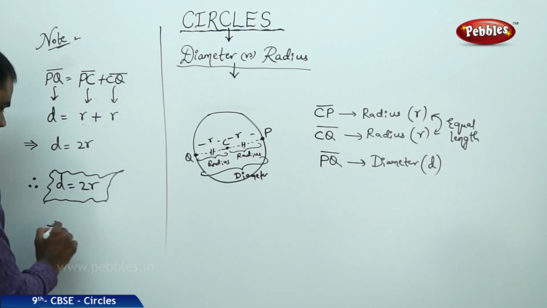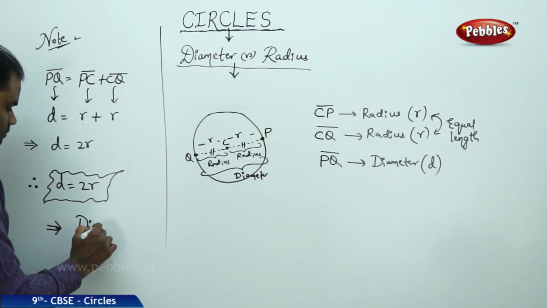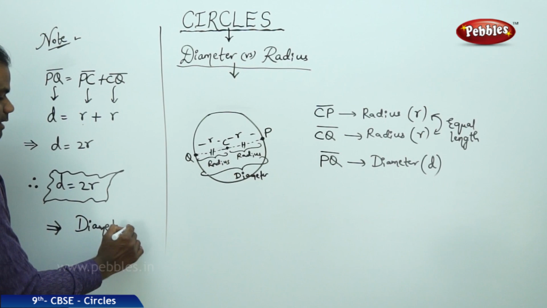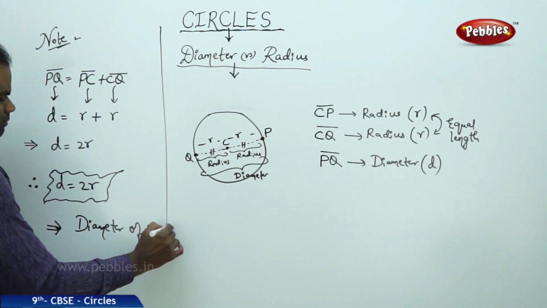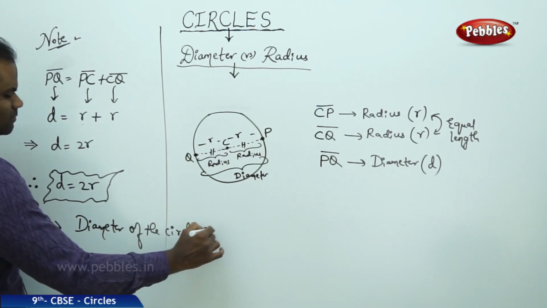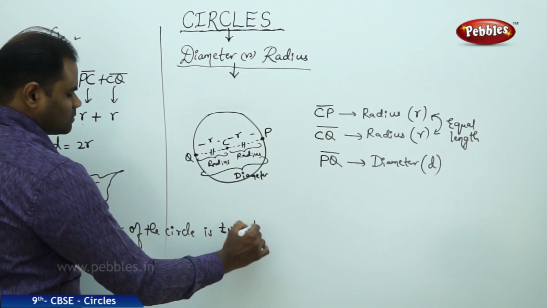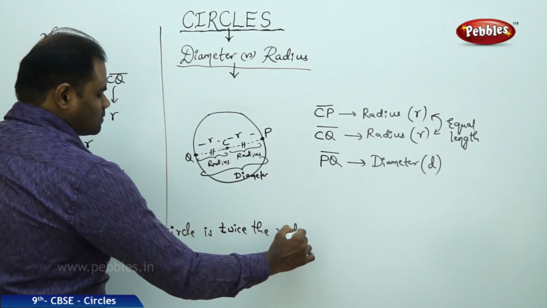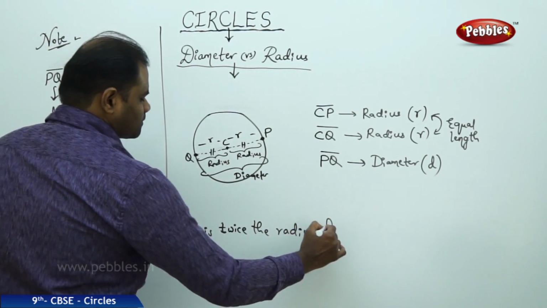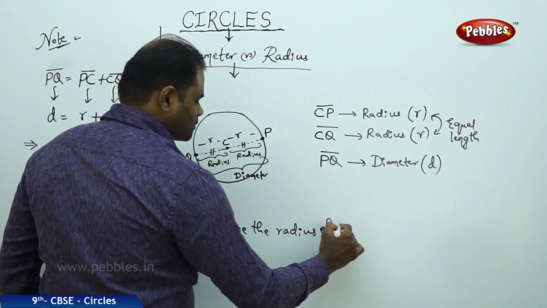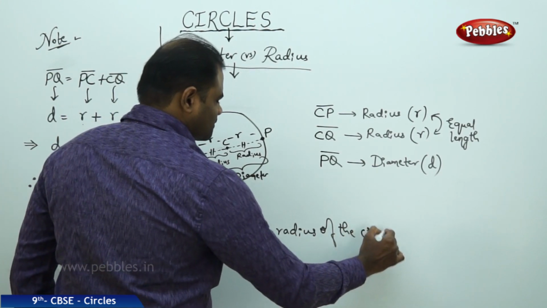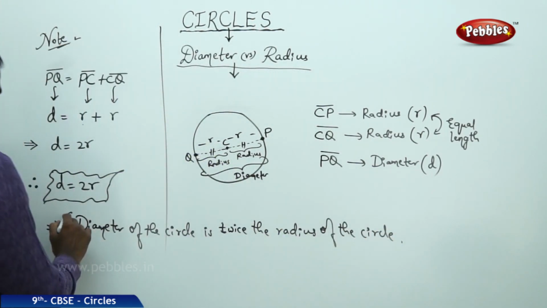So here I understand that the diameter of the circle is twice the radius of the circle.